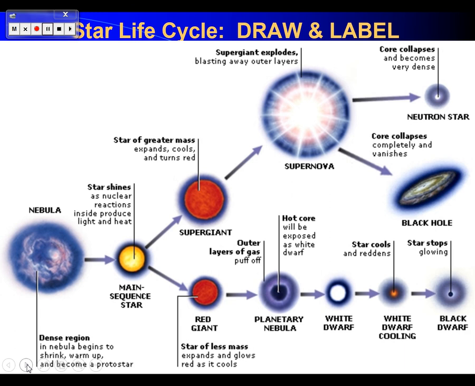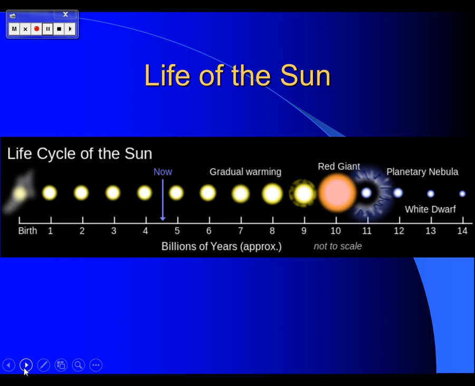All this is showing is the life cycle of a star. Right when you have that nebula collapse and a brand new star is formed, that's right here at the very beginning. Okay, the life cycle of our sun goes from birth. It is roughly 4.5 billion years old right now. It will turn into a red giant, a planetary nebula, and eventually a white dwarf.